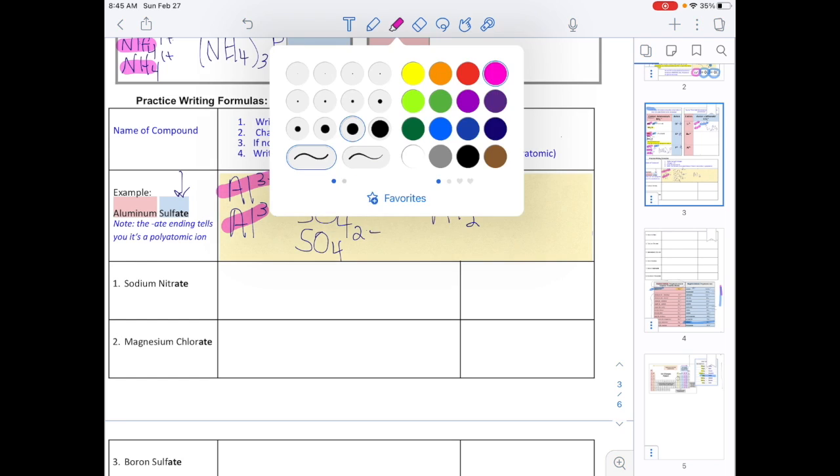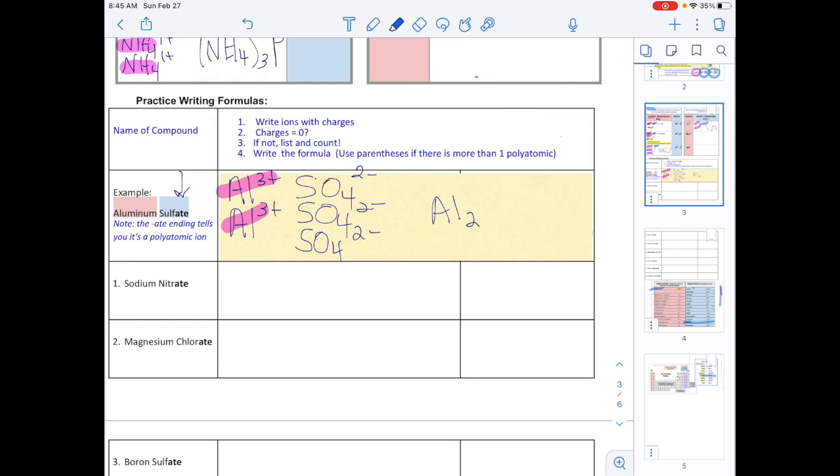Now, how many SO4s do I have? 1, 2, 3. So I'm going to write the whole thing. Since there's 3, I need a parenthesis. I'm going to put the formula for the team in the parenthesis, SO4. But now there's 1, 2, 3 of them. So I'm going to put the 3 on the outside. And that's how you do it.